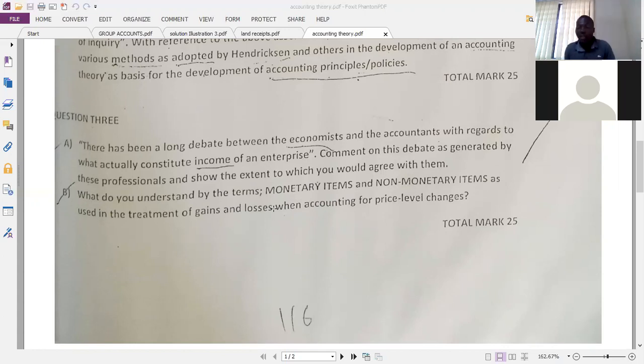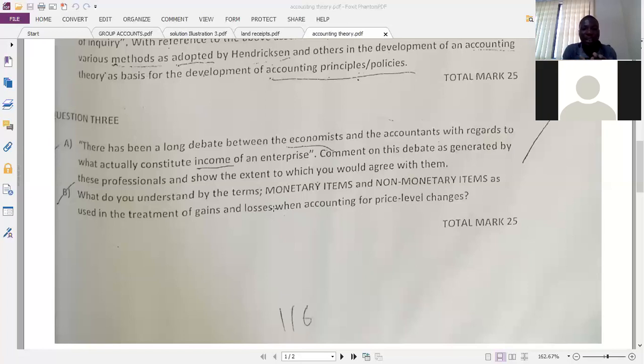So what it simply means here is that if last year you have stocks you bought for 100,000 Ghana cedis, and this year you couldn't sell it, and next year you can sell it for 200,000 Ghana cedis, you sell it for 200,000 Ghana cedis. So if prices of goods and services are going up and you are losing, all you need to do is to increase the price and sell, and that is it. So we are explaining the monetary items and non-monetary items as used in the treatment of gains and losses when accounting for price level changes.